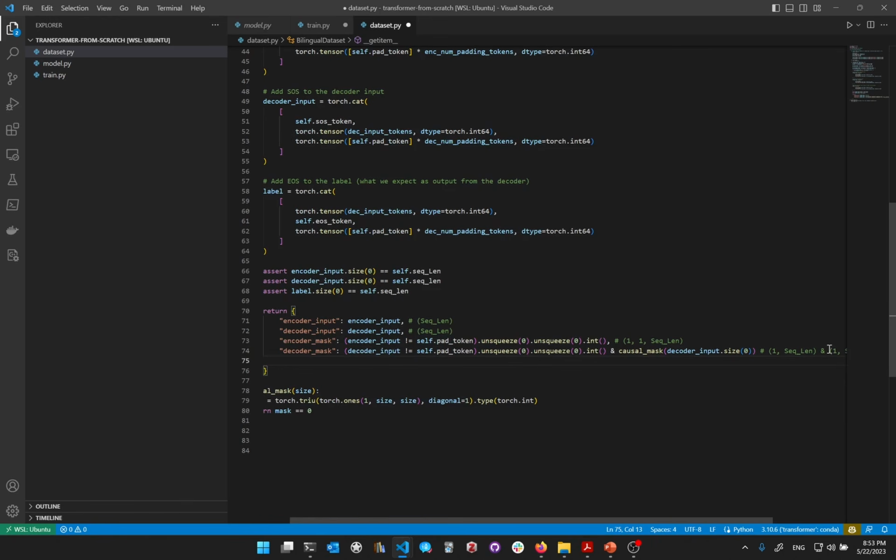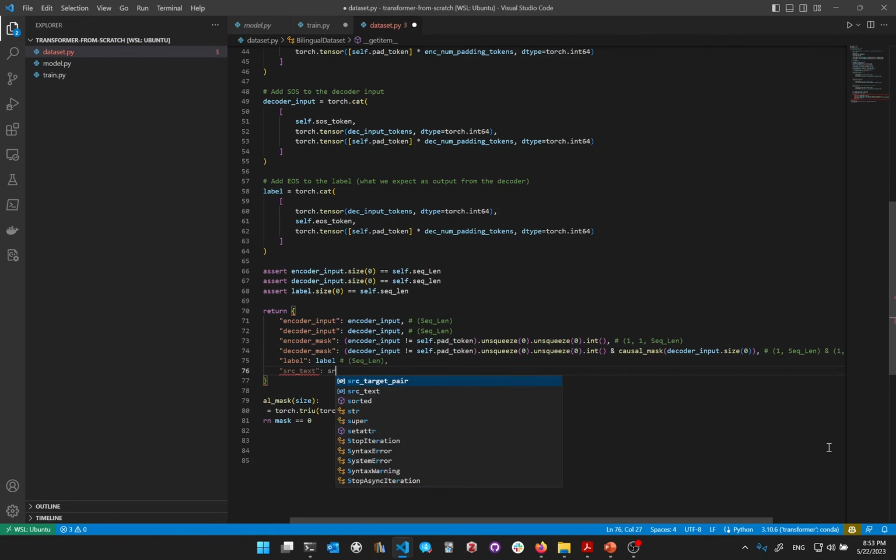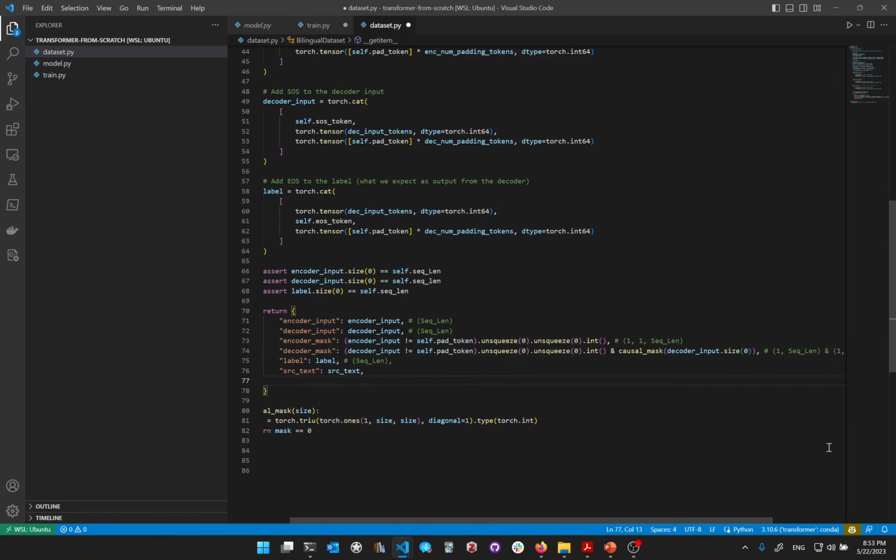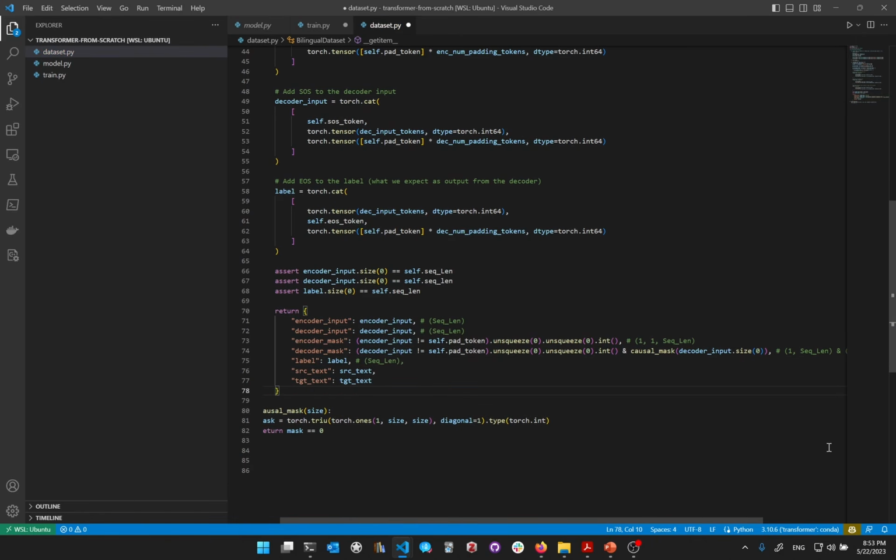Okay, let's add also the label. The label is also, I forgot a comma, sequence length, and then we have the source text. Just for visualization, we can send it source text and the target text. And this is our dataset.